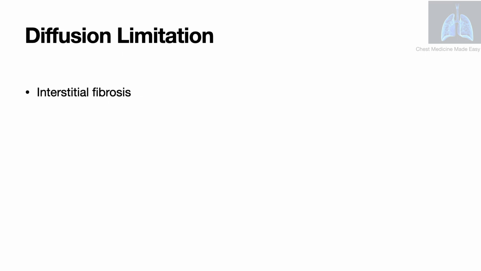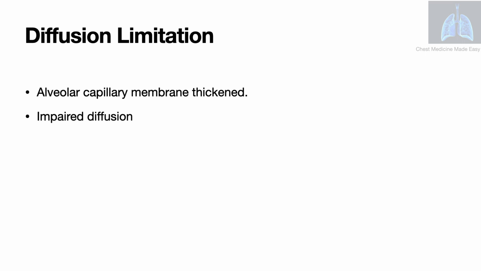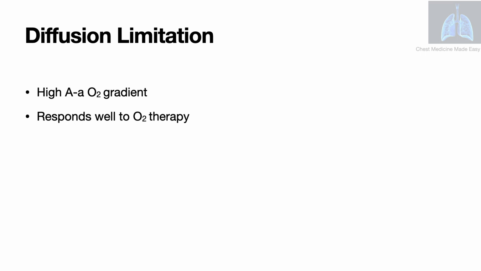Another example is a diffusion limitation, which happens in interstitial fibrosis when the alveolar capillary membrane is thickened and the diffusion is impaired. So in diffusion limitation, there is a high AaO2 gradient which responds well to oxygen therapy.